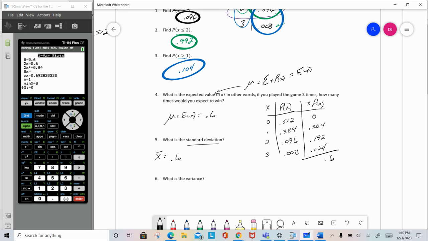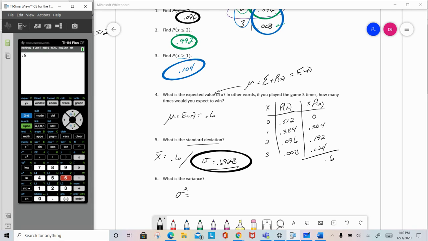Now that's not my standard deviation. My standard deviation, remember, is sigma. Sigma is right here, 0.6928. That's my standard deviation. We'll talk in the future about what standard deviation means, what it is, but here's how I calculate it. The variance, remember, is simply sigma squared. So 0.6928 squared, and our variance is 0.4800. Okay, so there's our standard deviation and our variance.